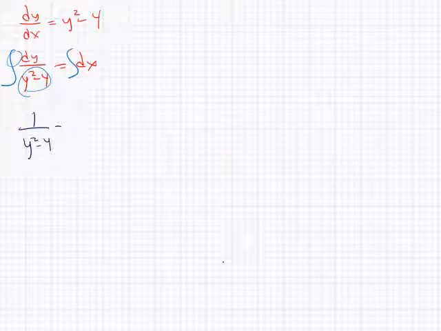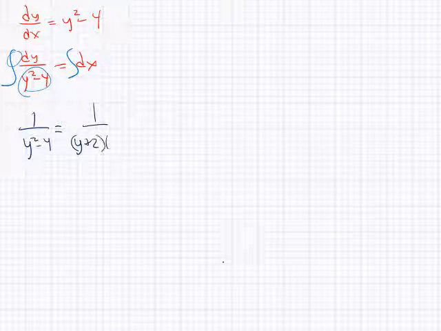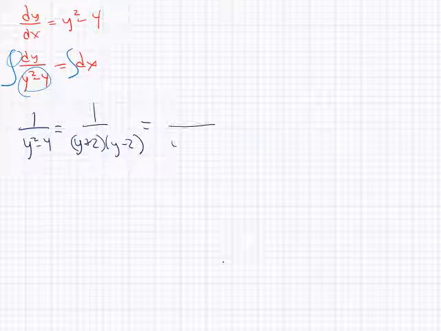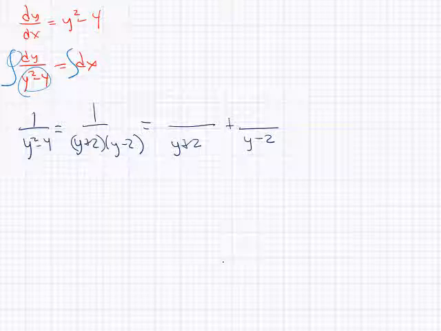So that's the same thing as 1 over (y+2)(y-2). If I'm going to decompose it, I have two denominators, y plus 2 and y minus 2. This numerator would be, say, A. This one would be B. And I have to figure out what those constants are. Now, why am I doing this?